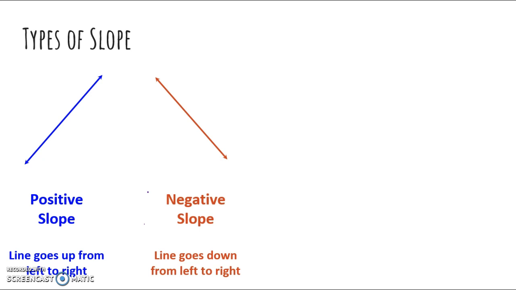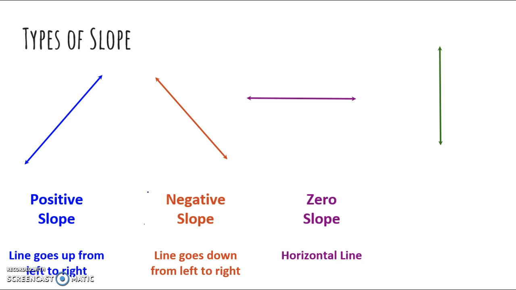Then we have 2 others. We have a horizontal line. That line has a 0 slope. The slope actually equals 0. And lastly, we have a vertical line, which has an undefined slope.